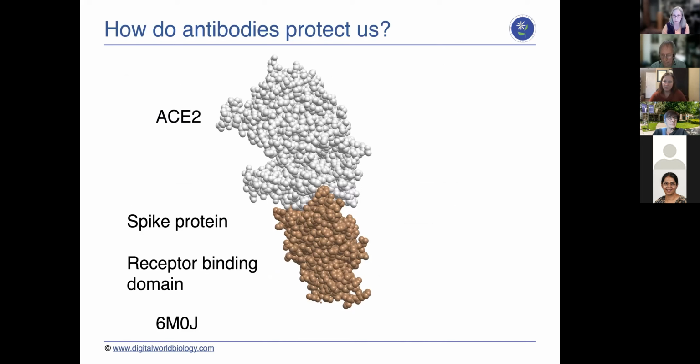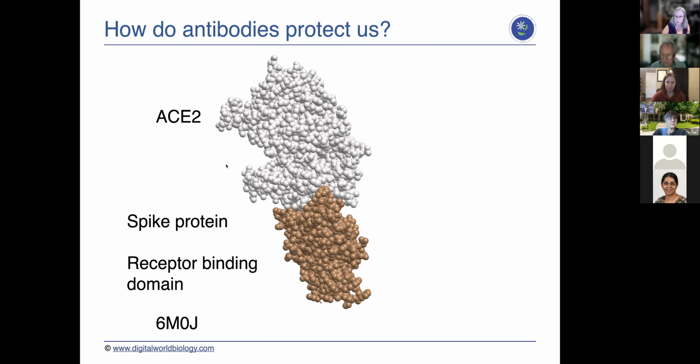I just want to show you one thing quick that was related to our project. What this involved is, we're looking at a lot of different antibodies and how they might function and how they might protect us from SARS-CoV-2. So we also need to think about where SARS-CoV-2 contacts the ACE2 receptor.